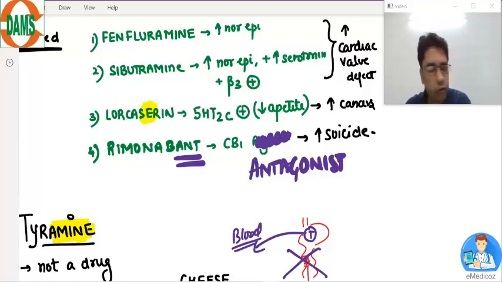What is MDMA? Full form is not important for you. But if you want to remember the full form, MDMA is methylene dioxy methamphetamine. It's a type of amphetamine only. You don't have to remember the full form.